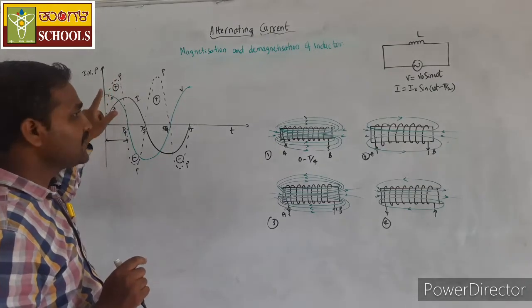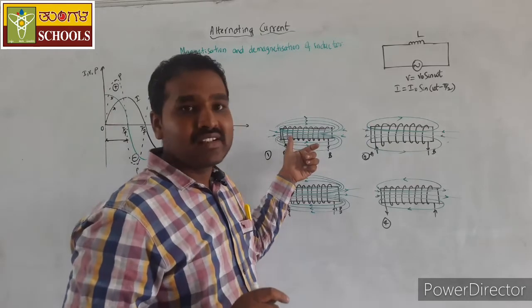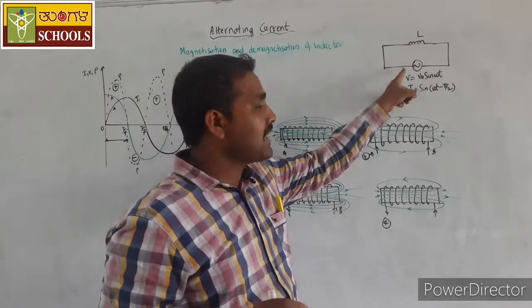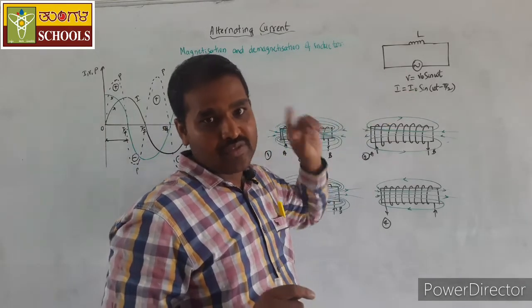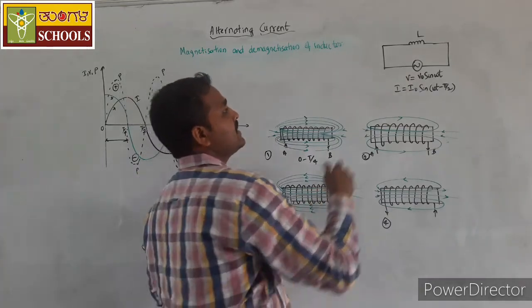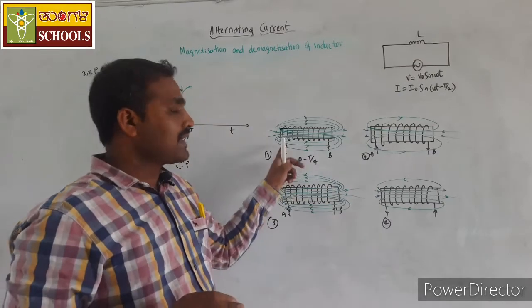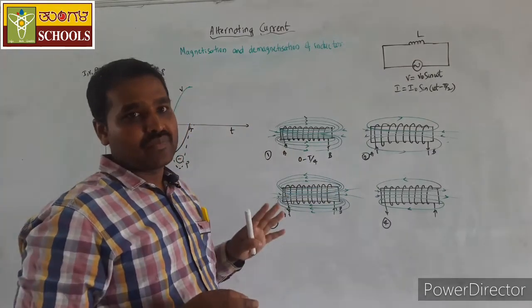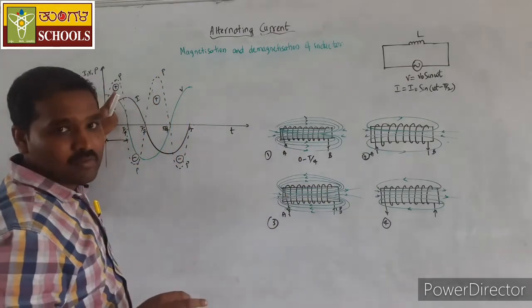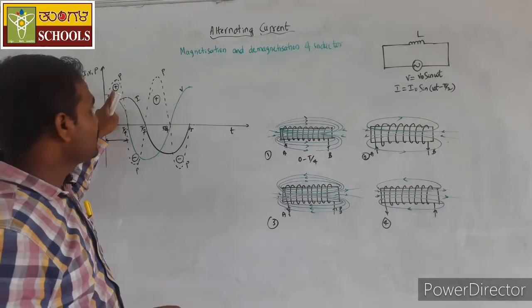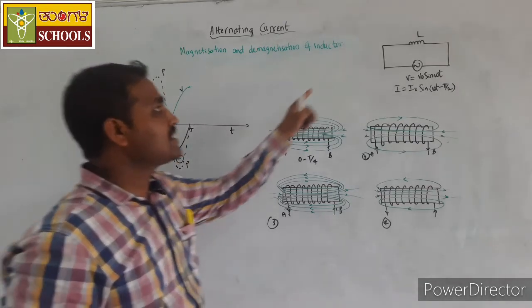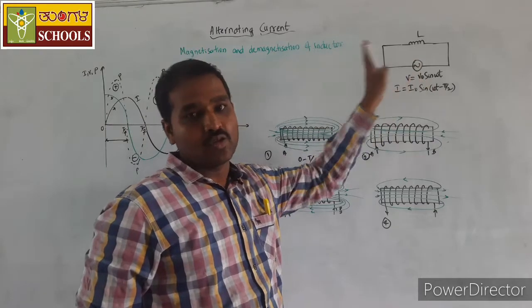So what happens here? The inductor is getting magnetized by the energy supplied by the source. The energy is given to the inductor by the source to magnetize that inductor, and that is indicated by the positive power. So during the first quarter, the energy is supplied to the inductor by the source.